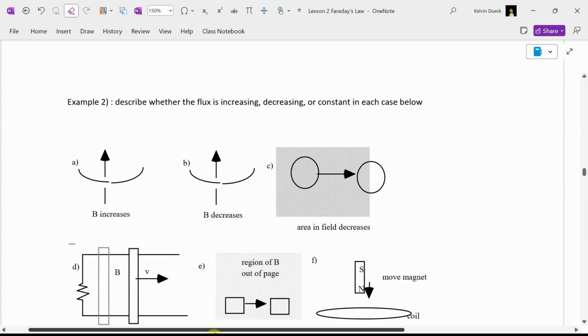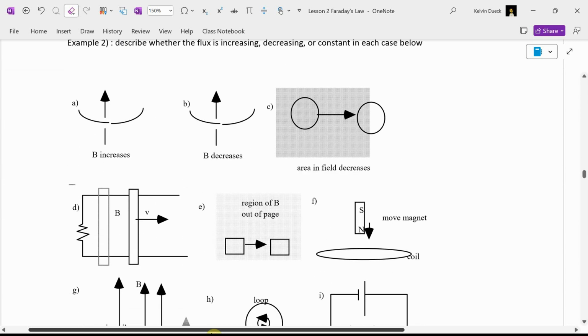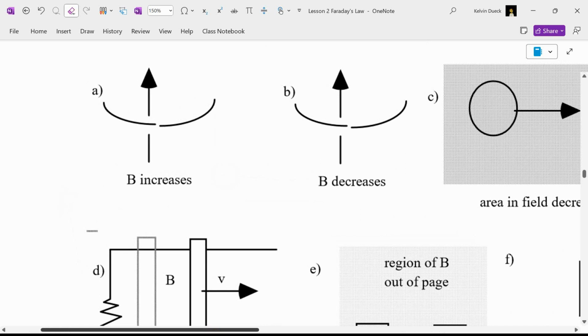So this is going to let us put everything together, but first let's talk about how we figure out whether flux is increasing, decreasing, or constant. How can we change flux? So you need to imagine that this loop kind of continues around. I just got tired of trying to do the graphics. So if we're increasing the magnetic field, that would be like moving this projector closer to this area. Is that going to increase or decrease the flux? Increase, because if it's magnetic field times area, if B gets bigger, flux gets bigger. What about if we decrease the magnetic field? Is flux increasing or decreasing? Yep.